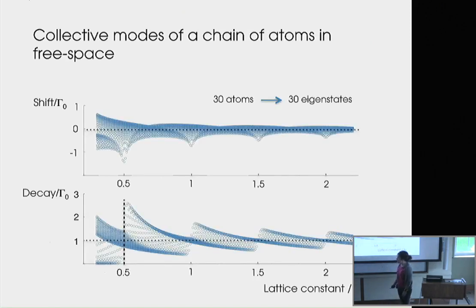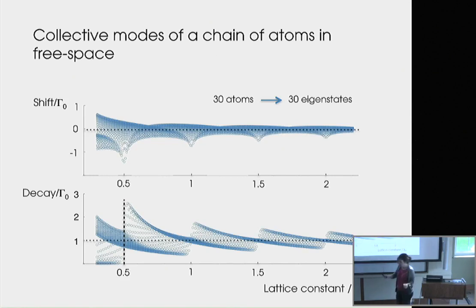So these are the results for these frequency shifts and decay rates, normalized to a single atom's spontaneous emission rate in free space, as a function of the lattice constant, normalized to the wavelength of the atomic resonance. And these plots are made for 30 atoms. So if I have 30 atoms, I'm in a single excitation manifold, I have 30 eigenstates. So at any vertical line in these plots, I'm going to have 30 points corresponding to the 30 eigenstates. So, okay, let me guide you through this plot.